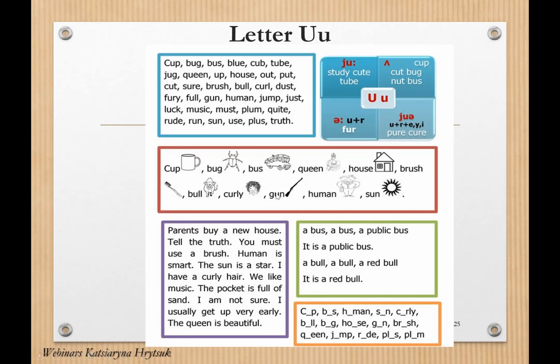Cup, bag, bus, queen, house, brush, ball, curly, gun, human, son. Parents buy a new house. Tell the truth. Here, not truth. You must use a brush. Human is smart. The sun is a star. I have curly hair. We like music. The pocket is full of sand. I'm not sure. I usually get up very early. The queen is beautiful. Okay, these are the most common words with this sound.